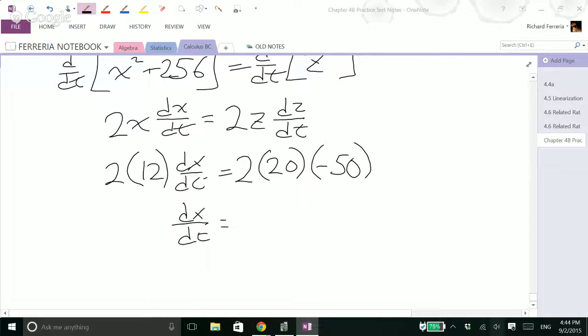Four, 5, 25, 250 over 3 feet per minute. Awesome.